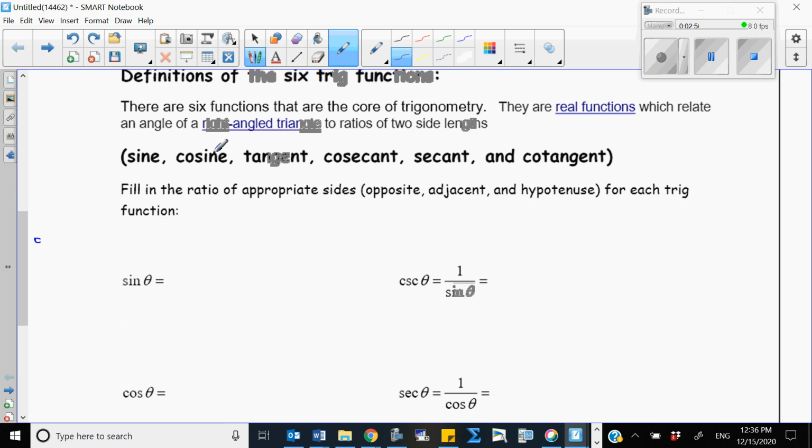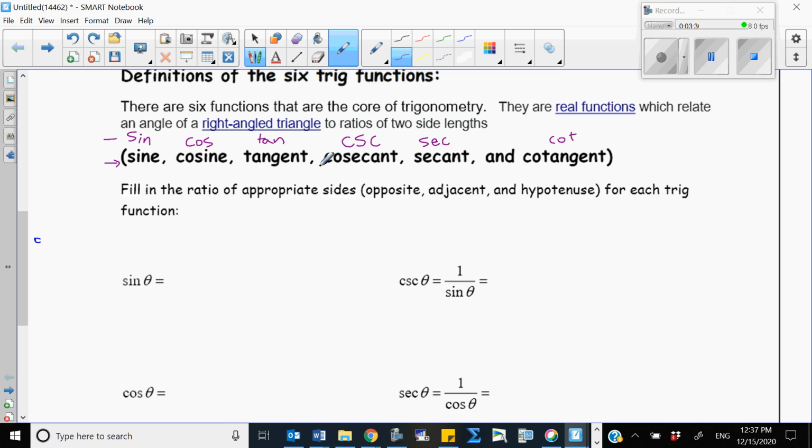We have 6 trig functions: sine, cosine, tangent, cosecant, secant, and cotangent. This is how we usually write them. Sine, you can just write S-I-N. Cosine, C-O-S. Tangent, T-A-N. Cosecant, just write C-S-C. Secant, S-E-C. And cotangent, C-O-T. So this is how we write them, and this is how we read them.